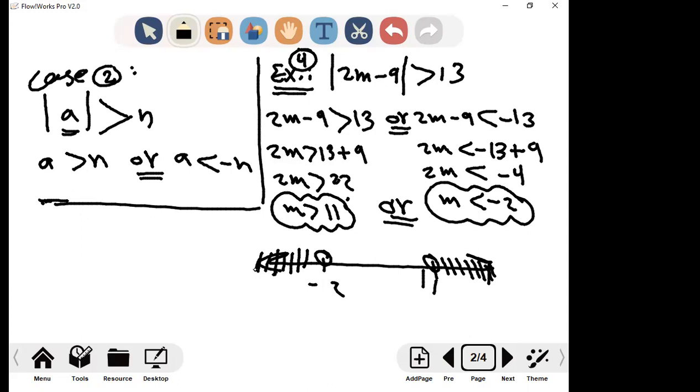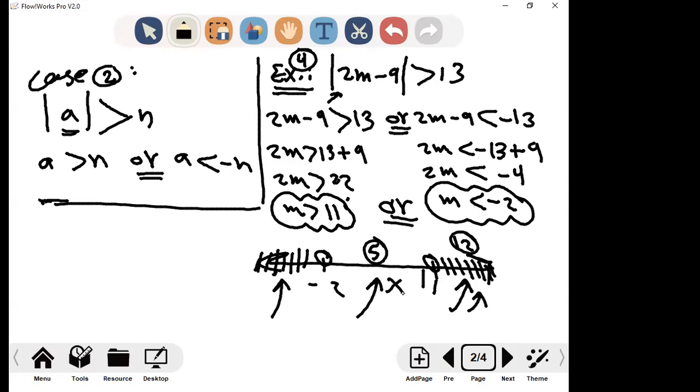Right? Now, here, look, focus. Any number here can be a solution for this. Any number here can be a solution for this. But any number here cannot be a solution for this. Let's check. Choose a number between 11 and negative 2, like 5. Put 5 here. 2 times 5, 10. 10 minus 9, 1. Absolute value of 1, 1. Is 1 more than 13? No.